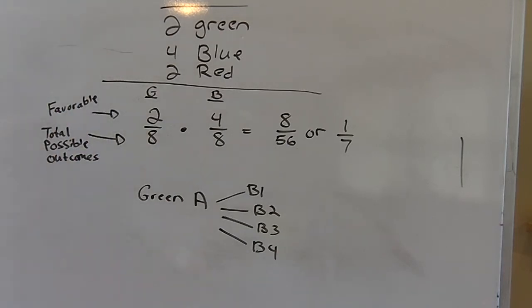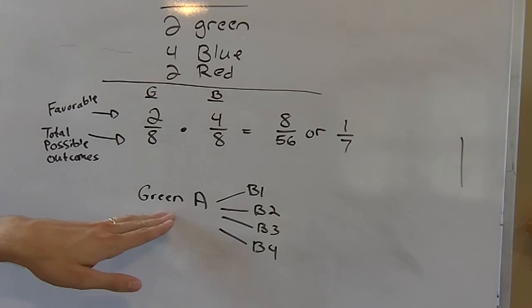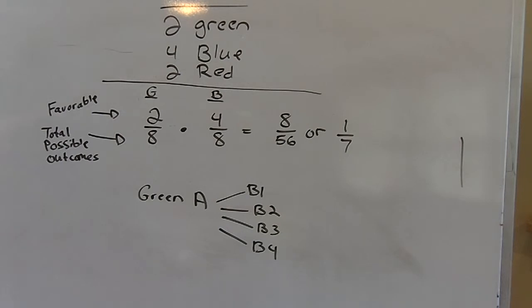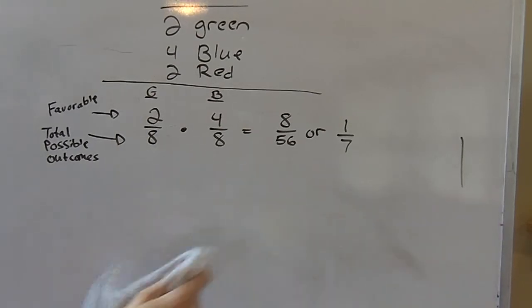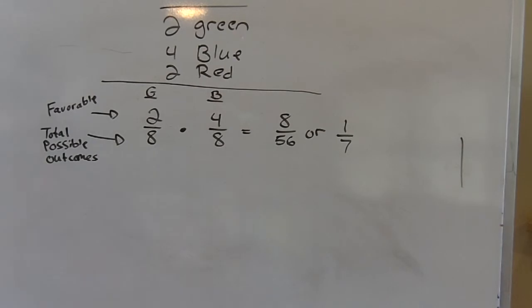And it doesn't matter if I choose blue 4 or green A first, or green A or blue 4 first. Those don't count as separate outcomes, because order doesn't matter. I don't have to pull a green first. So there's a total of 8 possible ways to pull a green marble with a blue marble.